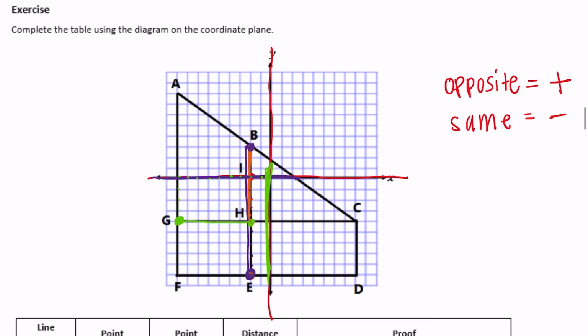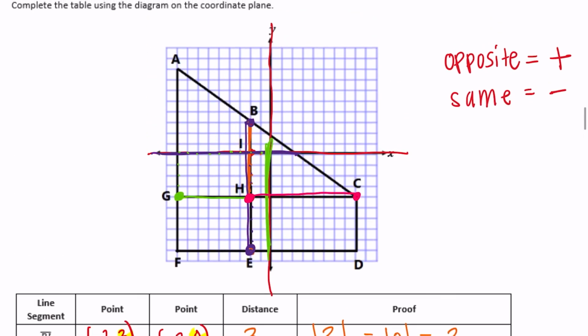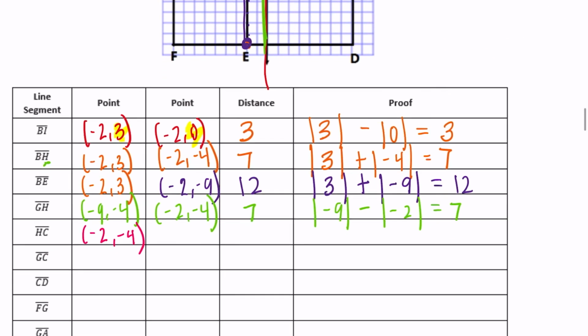HC. Here's H. Here's C. Okay, H was located at -2, -4. C is located at 8, -4.